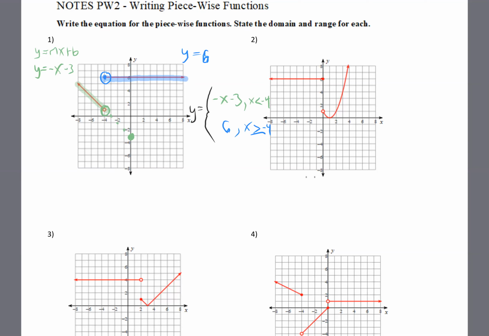Why is the sign less than or equal to? For x is less than or equal to negative 4, why is it less than or equal to? Well, one of them is less than and one of them is greater than or equal to. So this one up here is greater than or equal to because the point is filled in. It's not an open circle. The other one's strictly less than negative 4 because it's an open circle. It's not filled in.